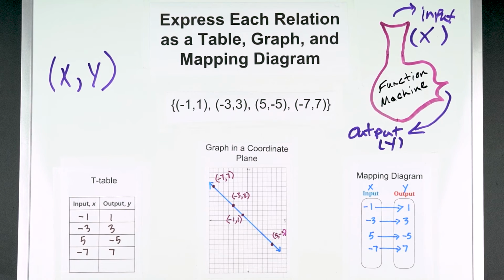Now, complete definitions of all the vocabulary terms that I mentioned are included in the description below.